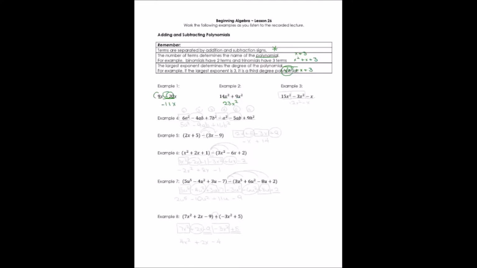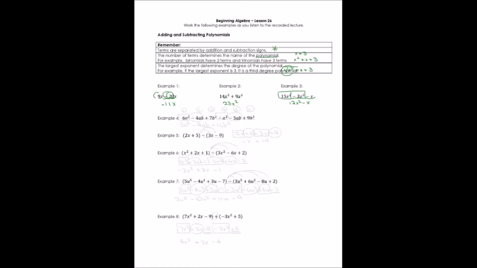Example number 3 has three different terms. This would be a trinomial, three terms, and I'm going to say two of the terms are alike. Let's put a block around the two that are alike. There's one, it's an x squared term, and the second one is a negative 3x squared. So I've got 15x squared minus 3x squared. I'm only going to combine those first by subtracting. I'll say 15 minus 3 gives me 12x squared. And then the third term is a minus x. It's not like the others, so I can't combine it with anything. I just bring it down.